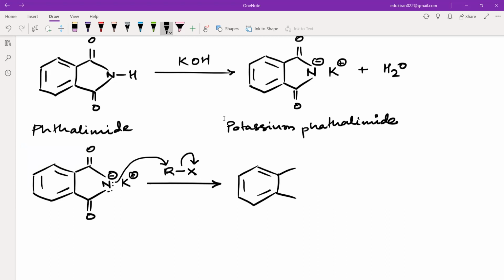the benzene ring, nitrogen with the carbonyl groups, and this nitrogen is attached to the R group. This R group is from the alkyl halide that we took.